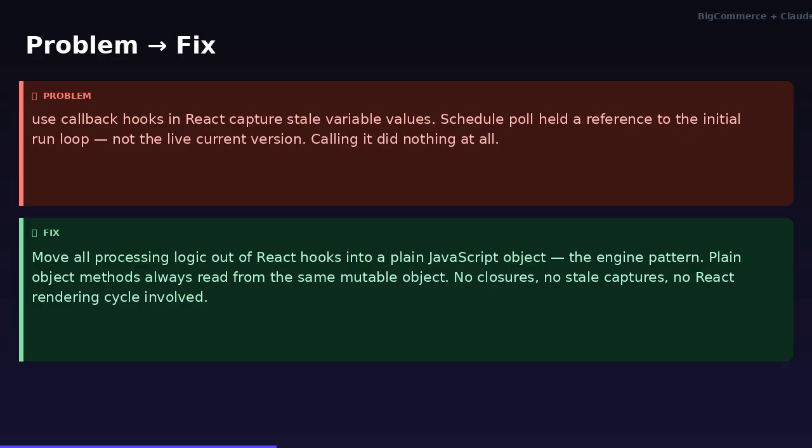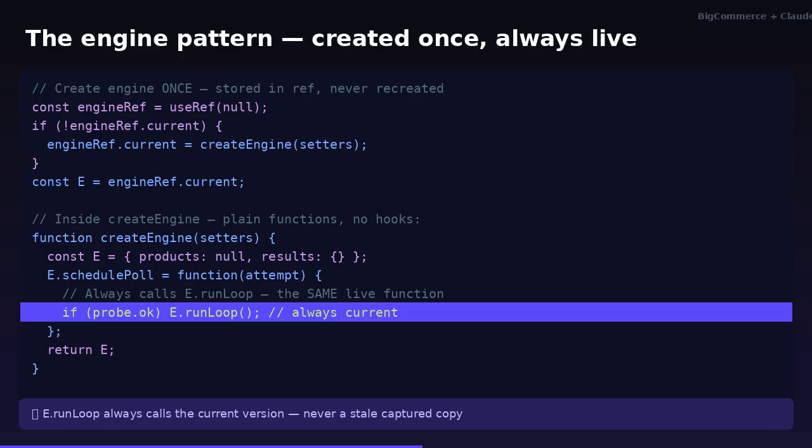The engine is created exactly once using useRef. It is never recreated on render. When schedulePoll calls e.runLoop, it looks up runLoop on the live engine object at the moment of the call, not at creation time. There is no stale closure. The function is always the current version.